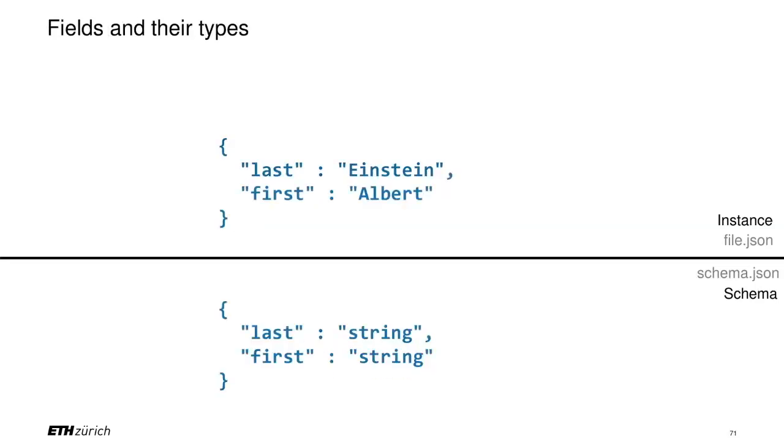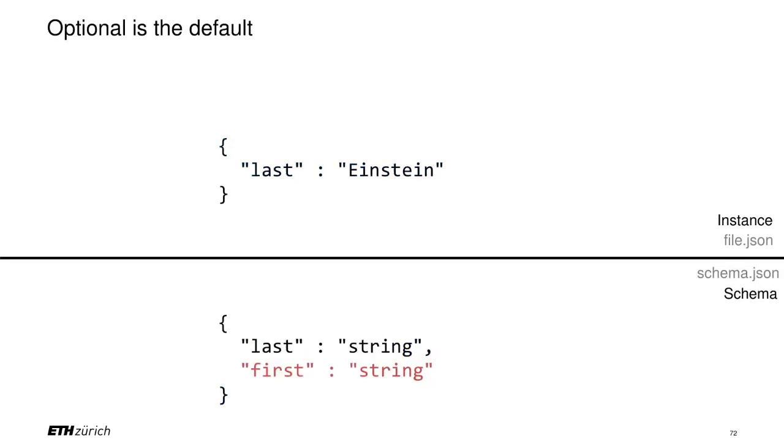Now, by default, everything is optional, meaning that if you have in your schema first must be a string, but it's not there, you see in that instance there is no key called first, that's okay, because it's optional by default. Now, the schema languages might vary. Some schema languages might say required is the default. Some others might say optional is the default. It doesn't really matter, you just look at the documentation. But in the case of JSONiq, it's optional by default.